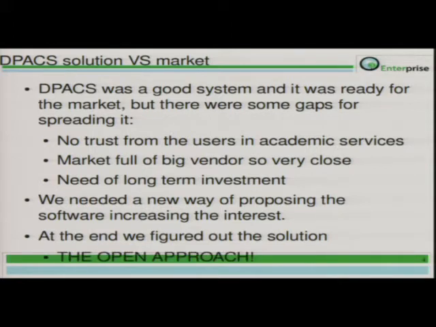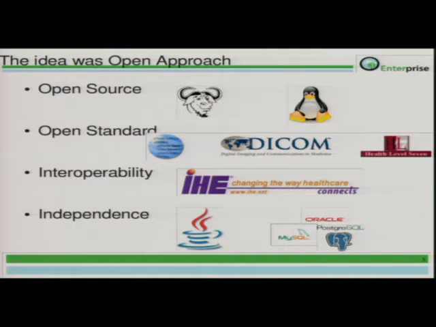The open approach is a concept that is wider than the open source approach, because there are 4 points for an open approach. Obviously, open source, but open source is not enough. Open standards, so open protocols for communication and interoperability, and I will explain what interoperability is. And independence: independence from databases, independence from operating systems, independence from hardware architecture.